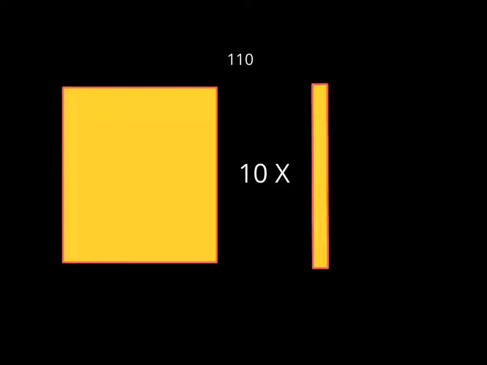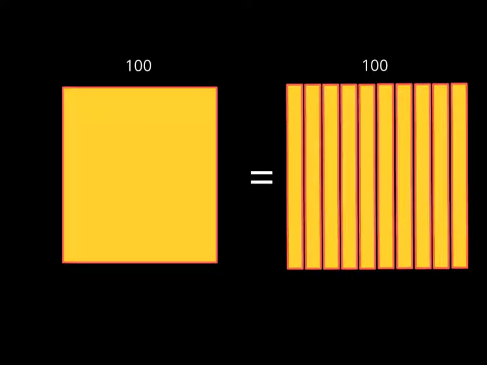A big part of today is to remember that 100 is 10 times 10. So this block is worth 10 of these. And what does that look like? It would look like this. Here's a 100 block, and here's what 10 of those 10 blocks would look like if they were stacked up. Their value would be the same, because 100 equals 100, whether it's one 100 block or 10 10 blocks.